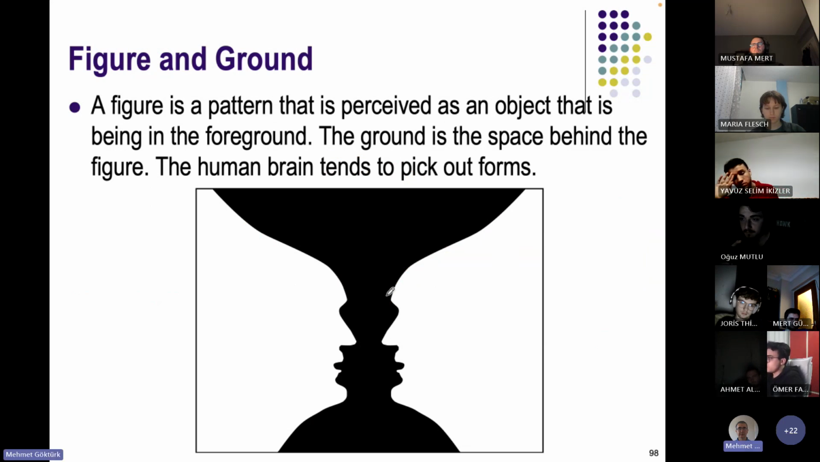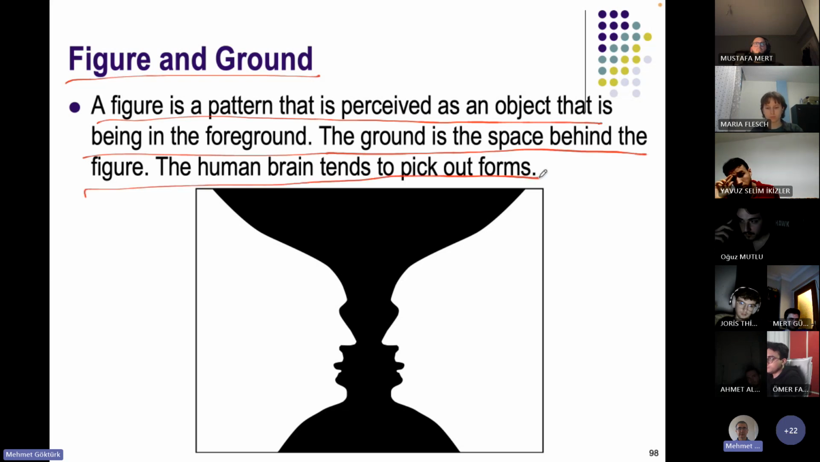Similar principle, named as figure and ground. A figure is a pattern that is perceived as an object that is in the foreground. The ground is the space behind the figure. The human brain tends to pick out forms based on previous knowledge. Do we see a vase here, or do we see two people?